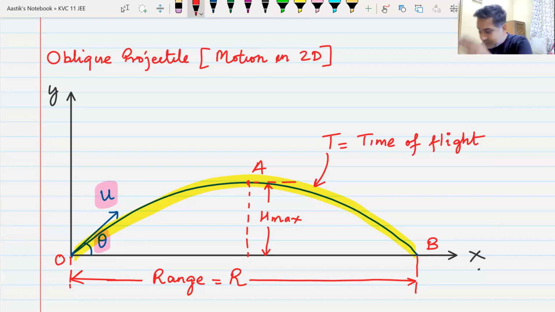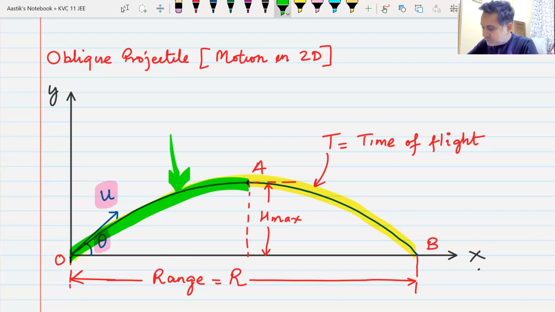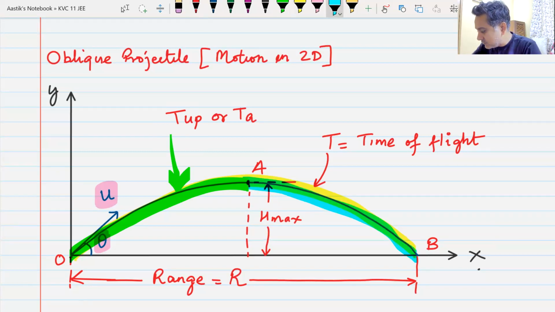It will take some time to go up. This is time taken to go up, or time of ascent. A, ascent, going up. It will take some time to come down. This will be known as time taken to go down, or time of descent.